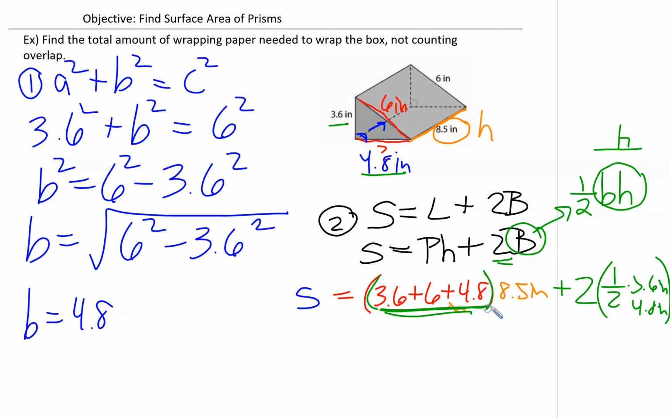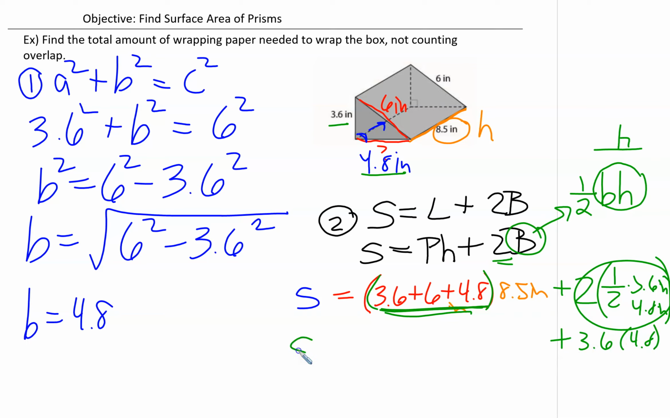So put parentheses around your addition, times your 8.5, and then this is all multiplication over here, so no parentheses are required. In fact, you could even simplify this because 2 times a half is 1, so this could be simplified to just 3.6 times the 4.8 as well.